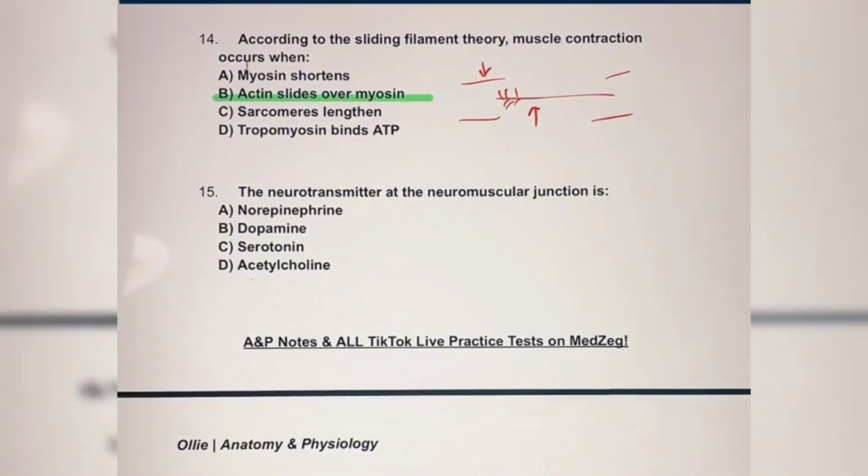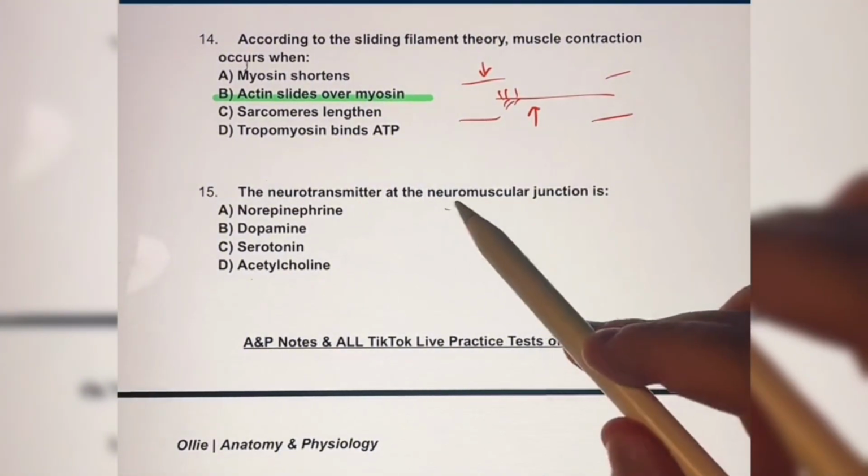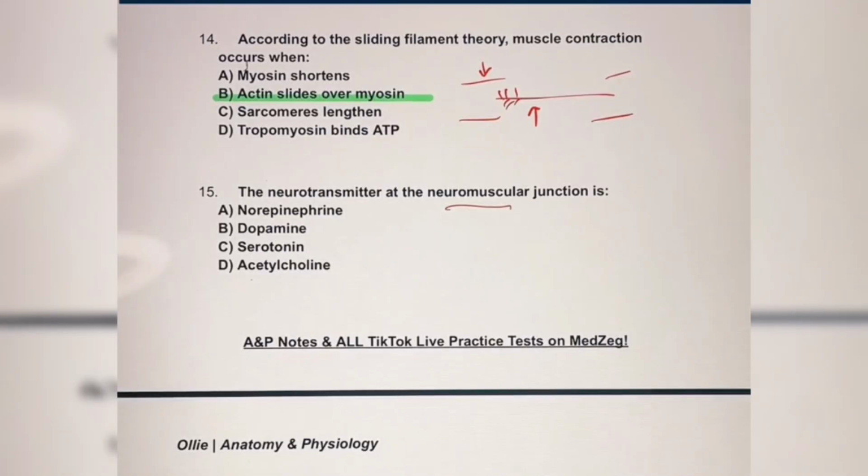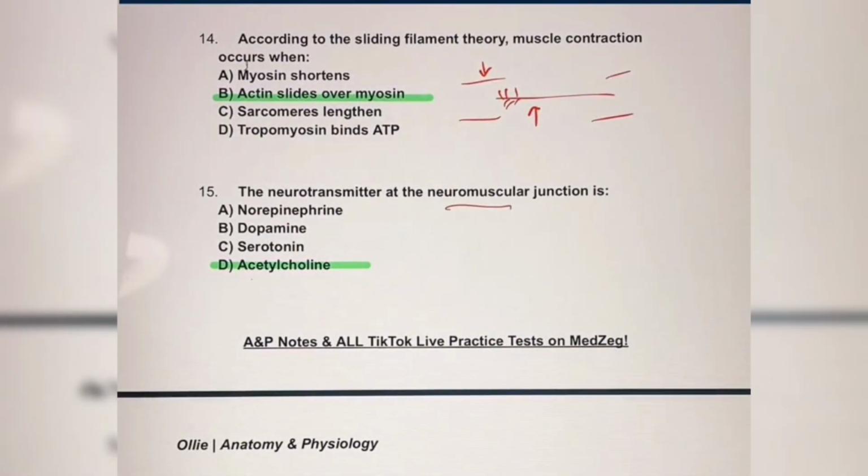But what about number 15? The neurotransmitter at the neuromuscular junction is what? What is our key neurotransmitter here? Number 15, the neurotransmitter is the acetylcholine neurotransmitter. Again, acetylcholine binds to nicotinic receptors on muscle fibers. That allows for the action potential for sodium to rush in because it's going to open up sodium channels. That's going to cause depolarization.